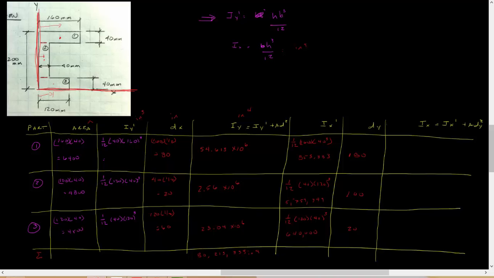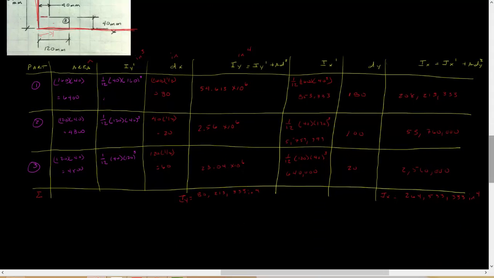Now again, pure calculator. Here's my equation. The values are 208,213,333, then 53,760,000, and 2,560,000. Those are some big numbers. So this was IY, my moment of inertia about the y-axis, and my moment of inertia about the x-axis is 264,533,333 inches to the fourth. So those would be my two answers.